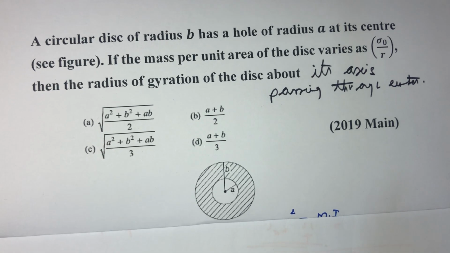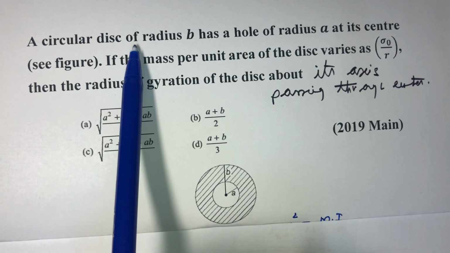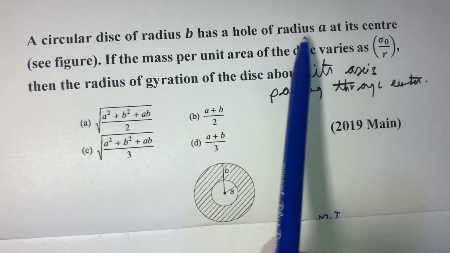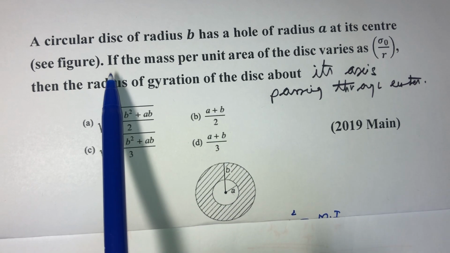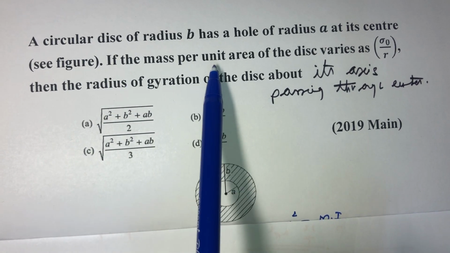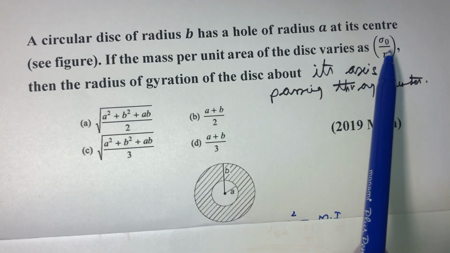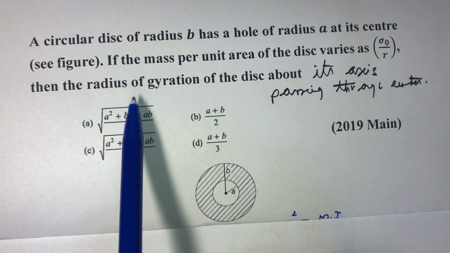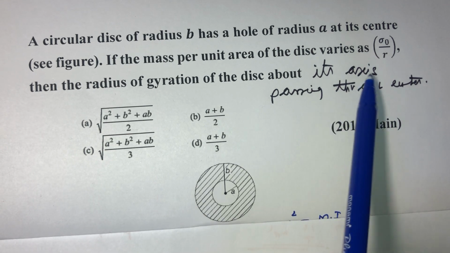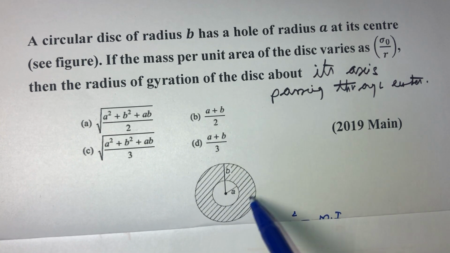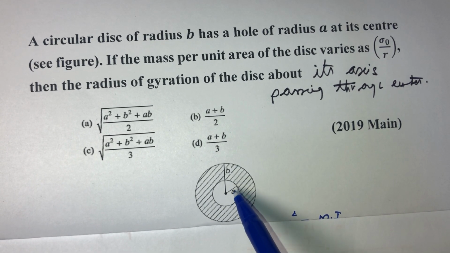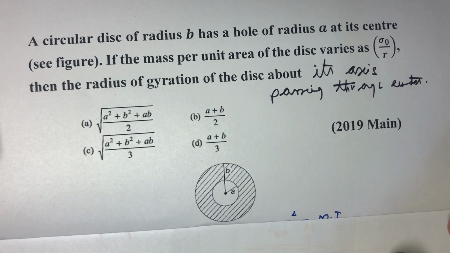Hello friends, today's question. A circular disk of radius b has a hole of radius a at its center. In the figure, if the mass per unit area of the disk varies as sigma naught upon r, then find the radius of gyration of the disk about its axis passing through the center. So this is a disk having a hole of radius a and the disk is having radius b. We are going to find out its radius of gyration.